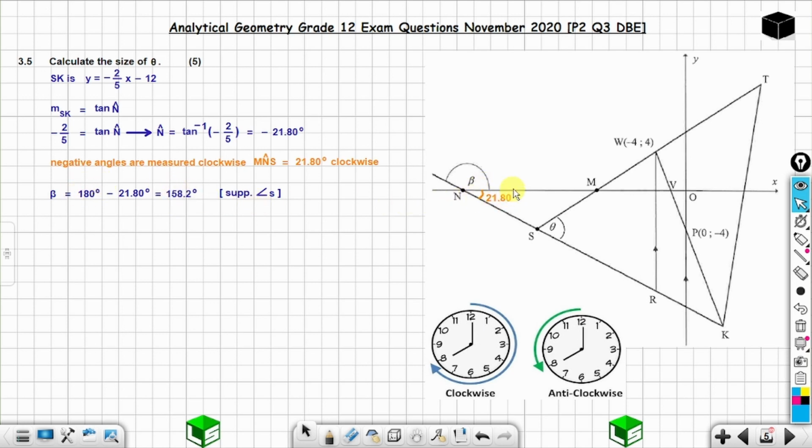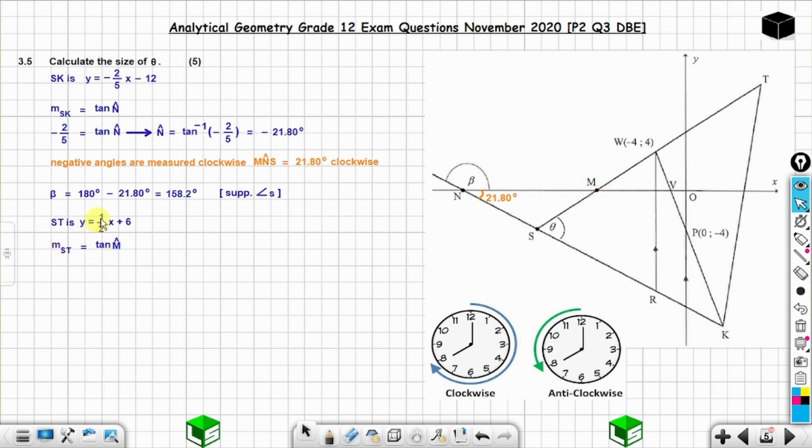Now we have this angle. Now we need the angle at M. We are going to use the line ST to find the angle at M. The equation of the line ST is this. From the previous question, the gradient is 1 over 2. The equation is given in the form mx plus c, so this is m, the gradient. So the gradient of the line ST is equal to the tangent at M.